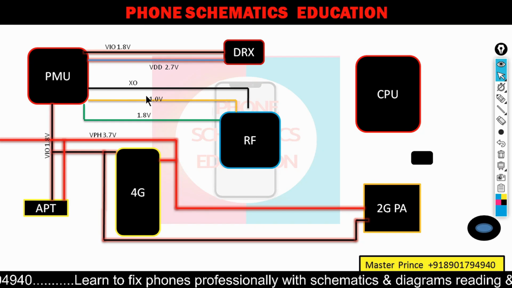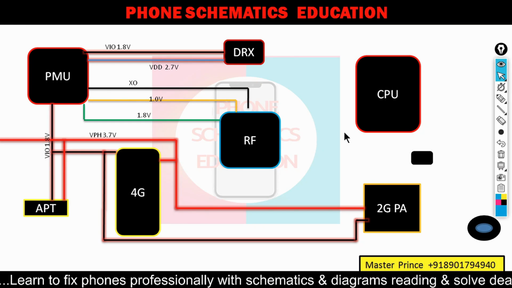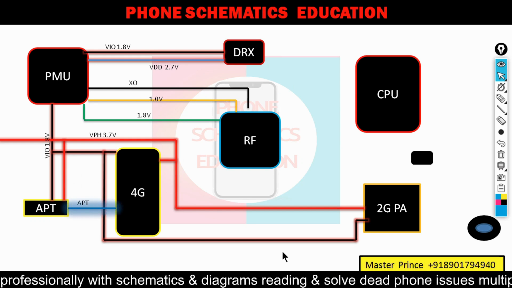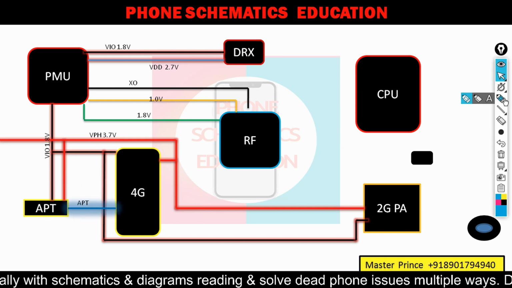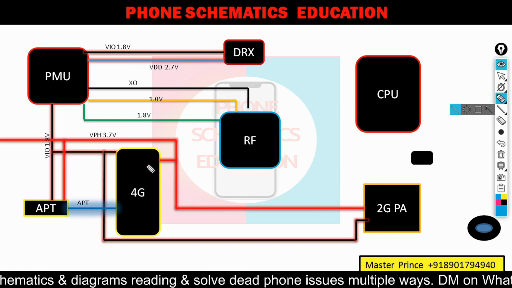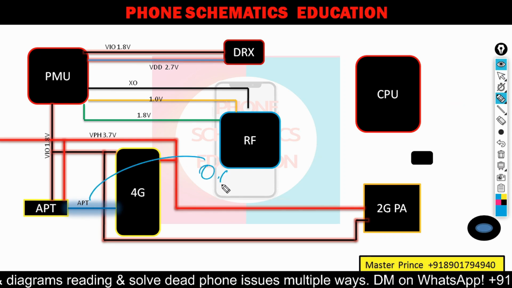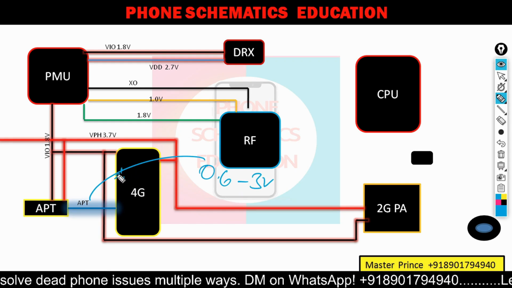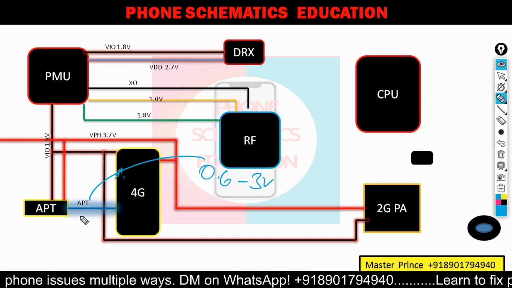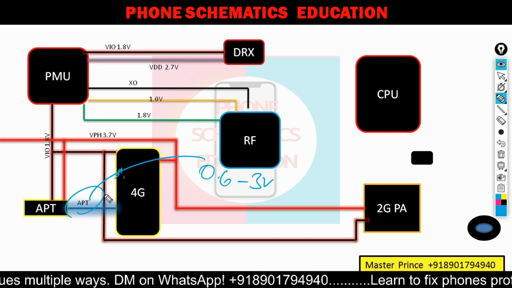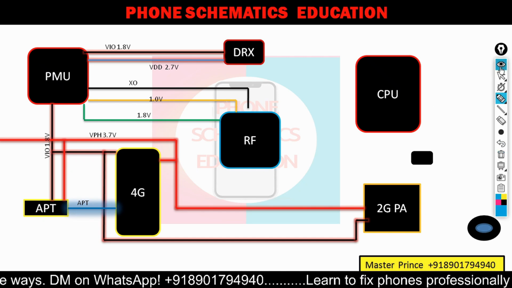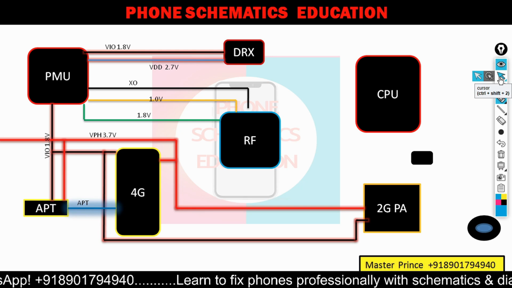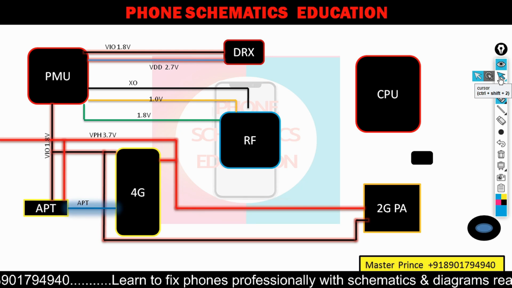Right now, after this, I don't think there is any other voltage requirement. After this, let's say the APT, or this blue one. I already explained this line. In this line, you get roughly 0.623 volt for the 4G PA. Not here, only the 4G PA is connected. Already explained. So this line, in most cases you will find damaged, causing the no service problem.